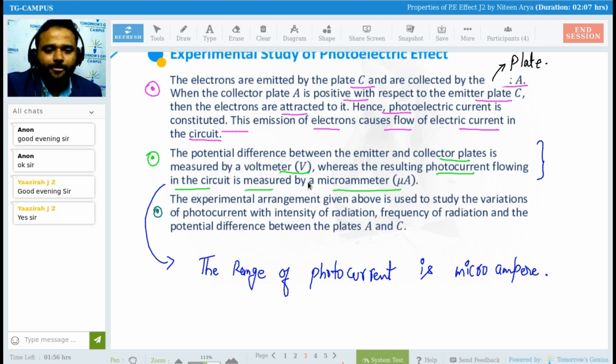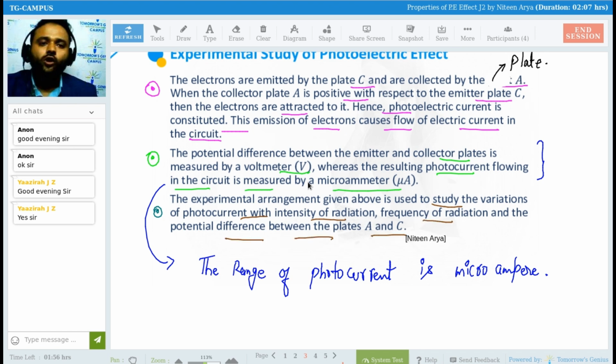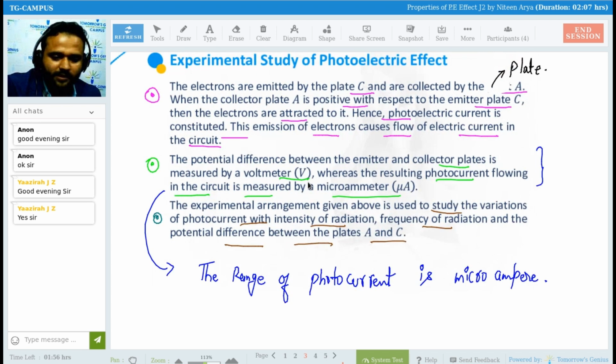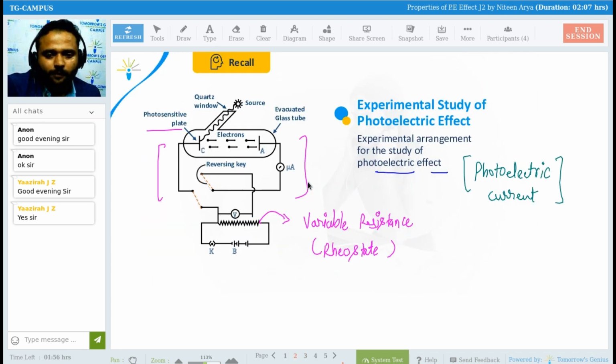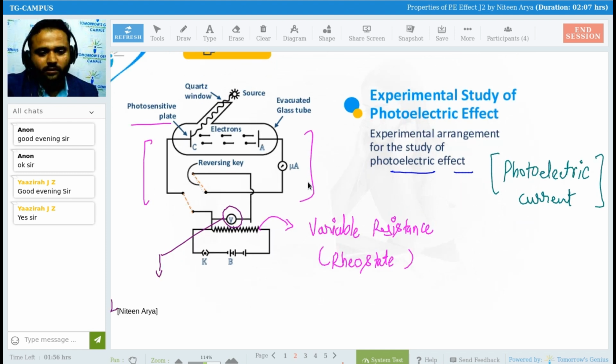The next point is that the experimental arrangement given above, on the previous page, is used to study the variation of photocurrent with intensity of radiation, frequency of radiation, and the potential difference between plates C and A. Obviously, if we put a higher potential, the flow is going to be more, isn't it? Why? In this page, you can understand. If this particular potential difference V is going to be high, let's understand more about it.